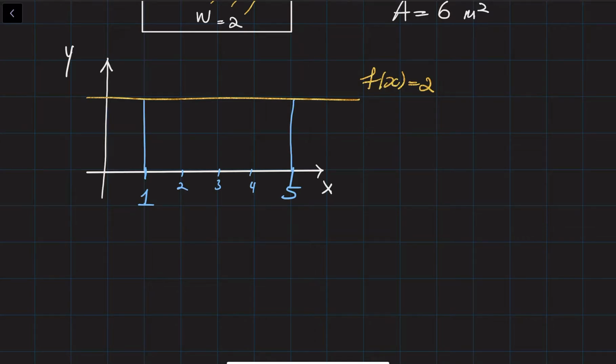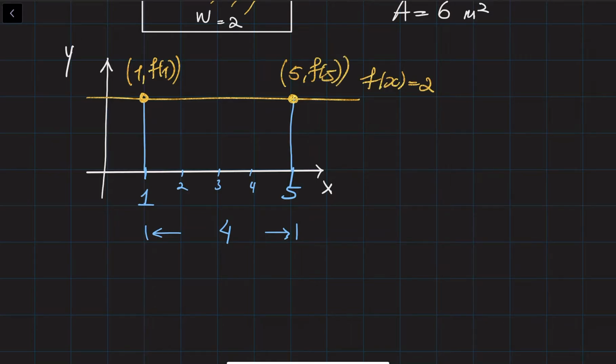You see that this area is a rectangular area, and we already know the width. The width is the difference between 5 and 1, which is equal to 4. What we need to do is find the height. In order to find the height, we need the y coordinates of these two points. The coordinates of this point are 1 and f of 1, and the coordinates of this point are 5 and f of 5.